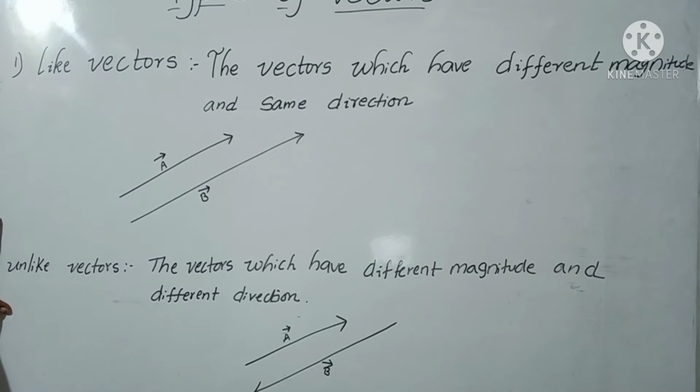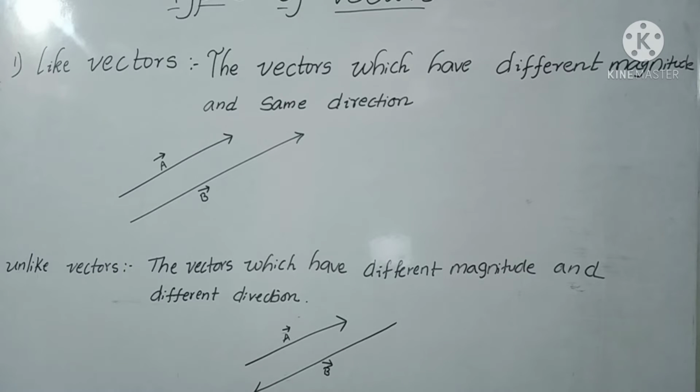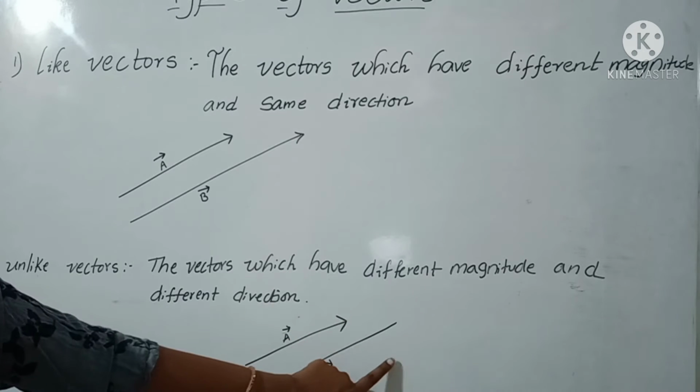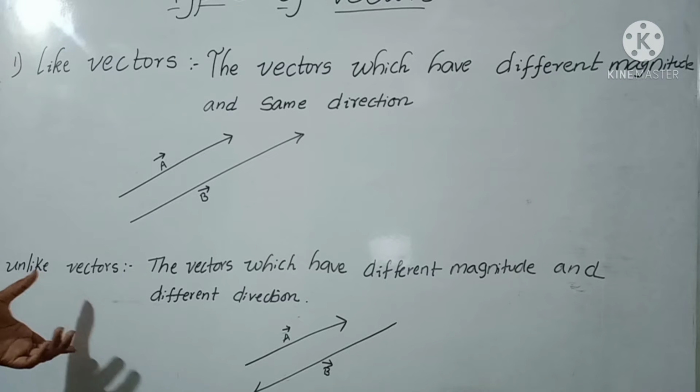Now let's see the second one, unlike vectors. Unlike vectors are the vectors which have different magnitude and different direction. So different magnitudes, with A in this direction and B in another direction. These vectors are called unlike vectors.